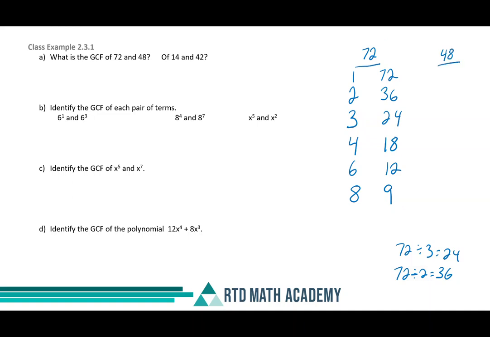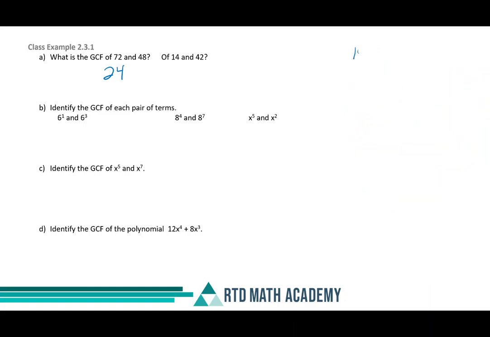We're going to do the same thing with 48. We're going to be a little bit faster with 48. Okay, so we've got all the different factors of 48. Now we're looking for the greatest or largest one. I can see 72 is not in both lists, and 48 is not in both lists. But look, 24 is in both lists. So the greatest common factor between 72 and 48 is 24.